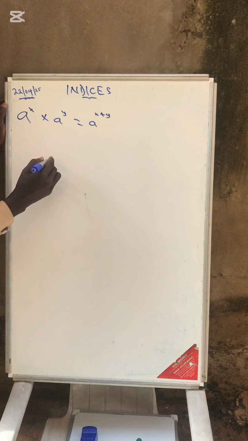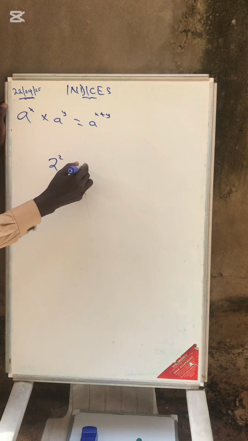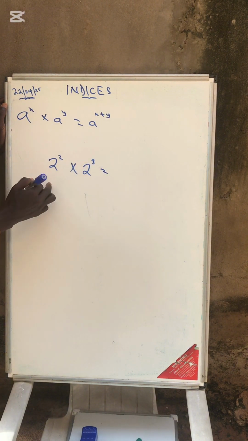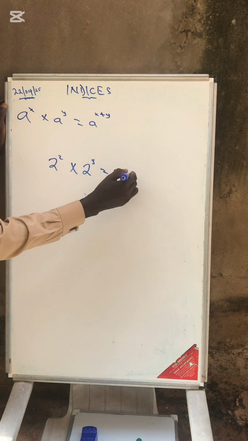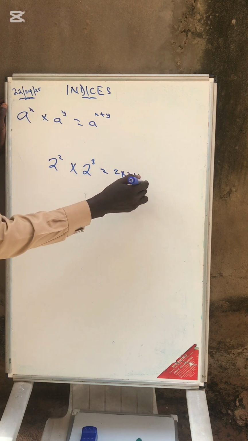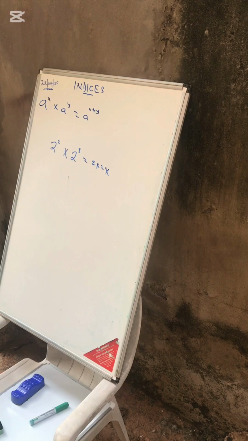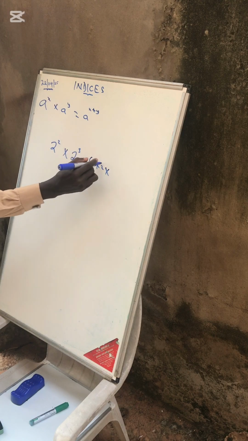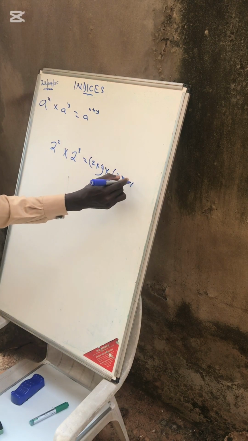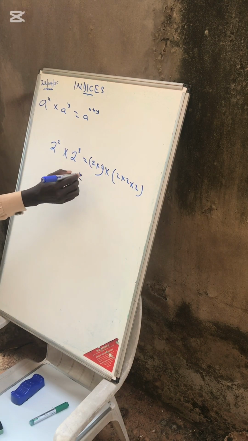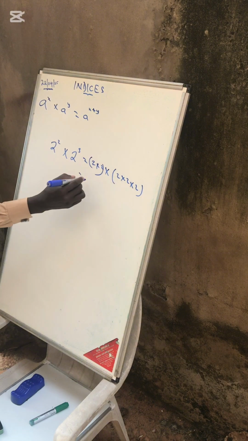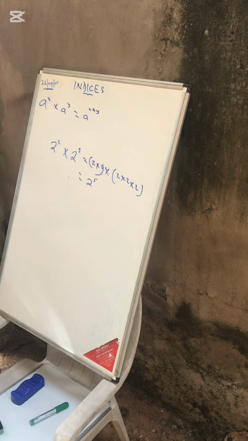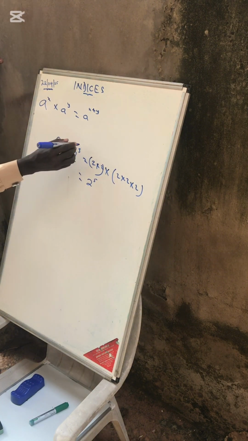Because if I say 2 raised to power 2 times 2 raised to power 3, it means 2 times 2, exactly, times what? So that simply means 2 times 2 times 2 times 2 times 2. And that will now be 2 raised to power 5. Exactly. So you see that it's the same as adding these powers.